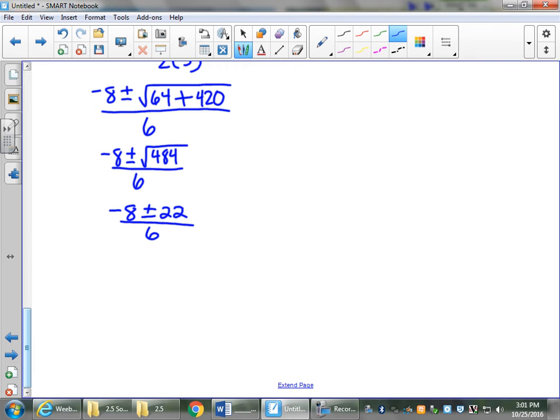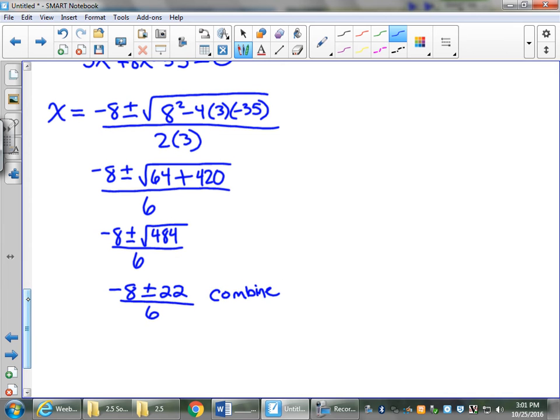Based on the handout that we did either yesterday at the end of class or today at the beginning of class, when there's no radical or no i, you need to combine all these numbers together to get some exact solutions. So I'm going to split this up into 2 problems. I'm going to scroll up here a little bit and work off to the side. So this will become -8 plus 22 over 6 and -8 minus 22 over 6. So with no radical or i, separate the plus or minus sign to do out the math.